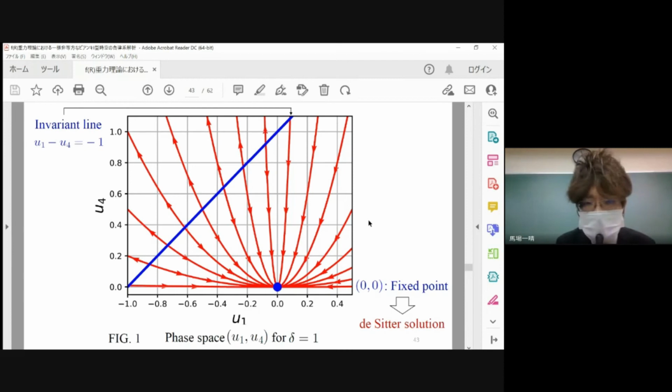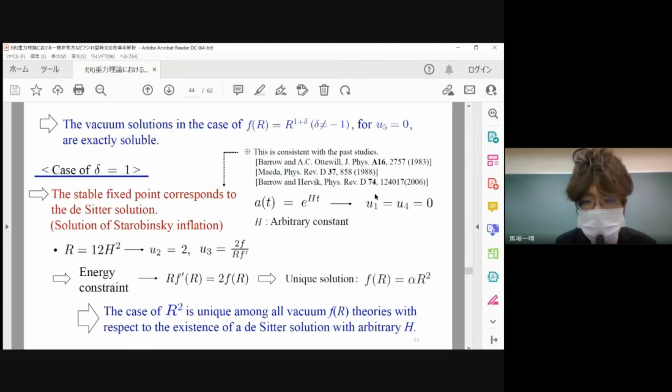This diagram is for R squared gravity. From this result, we can see the following points. The vacuum solutions in the case of f of R with delta exactly unity, for u5 exactly 0, are solvable exactly. For example, in the case of delta equal to unity, the stable fixed point corresponds to the de Sitter solution. This is the solution of Starobinsky inflation. This result is consistent with the past famous works.